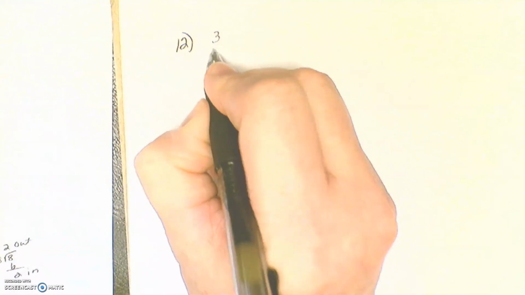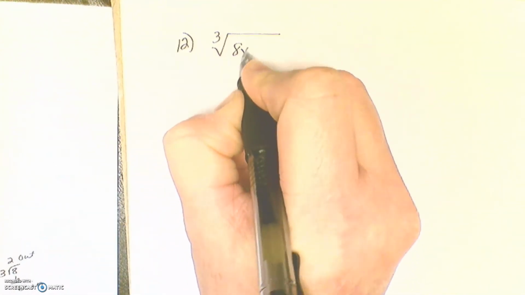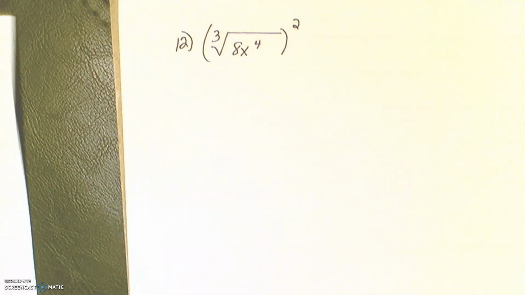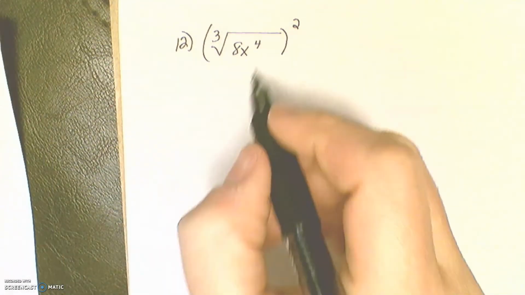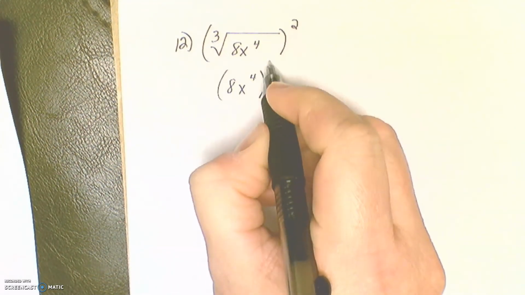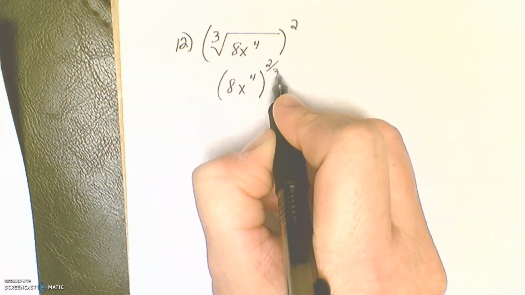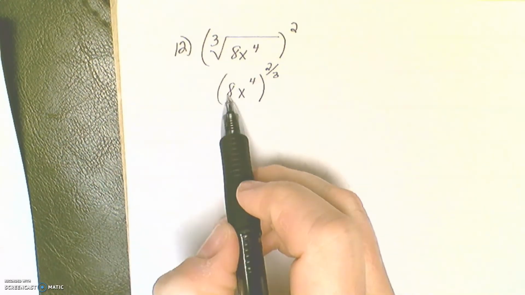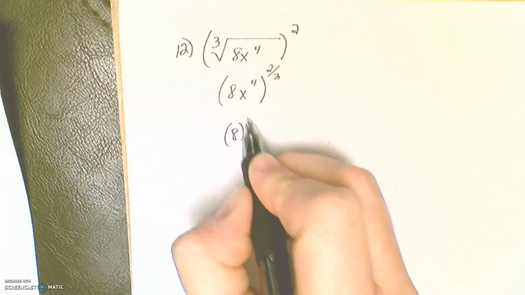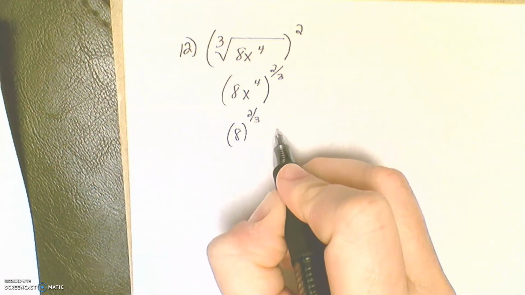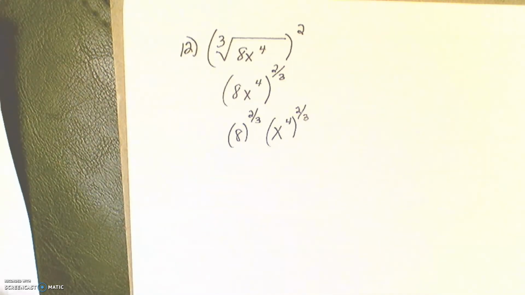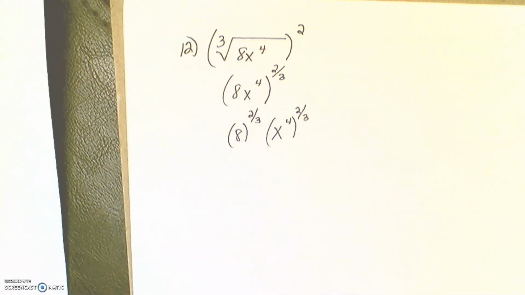Let's do the cube root, 8x to the fourth. All of this is squared. All right, rewriting using rational exponents. 8x to the fourth. Exponent is 2. Index is 3. Right, break apart everything inside, raise it to the 2/3 power. 8 raised to the 2/3. X to the fourth raised to the 2/3. Right, 8 to the 2/3.